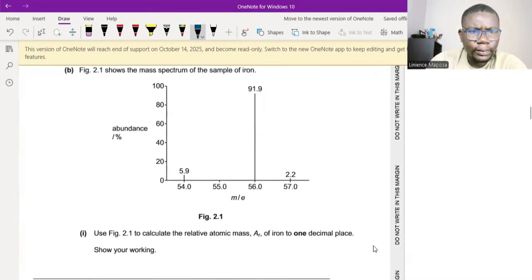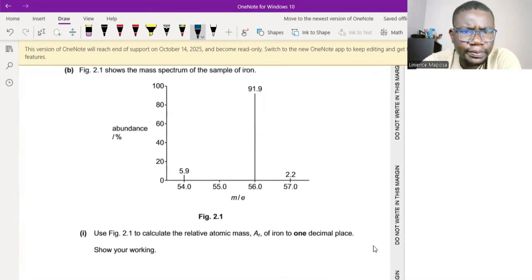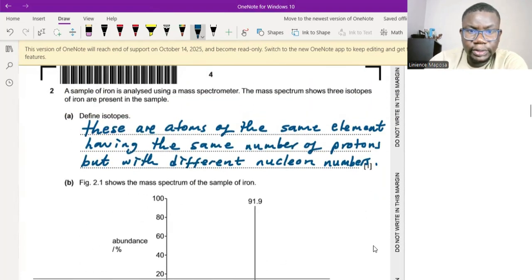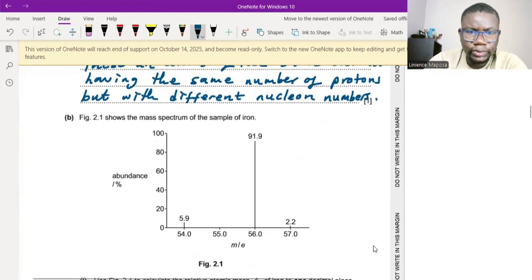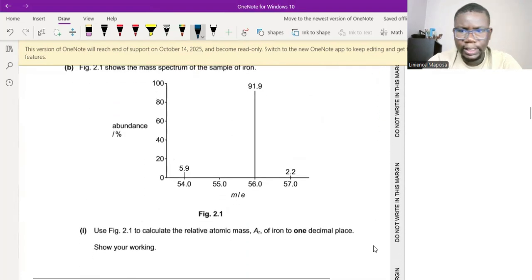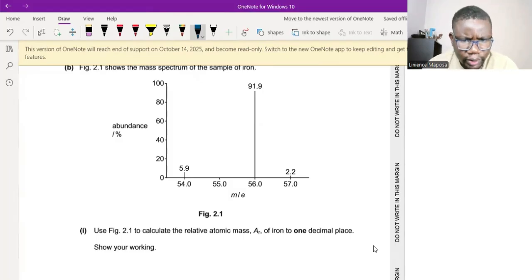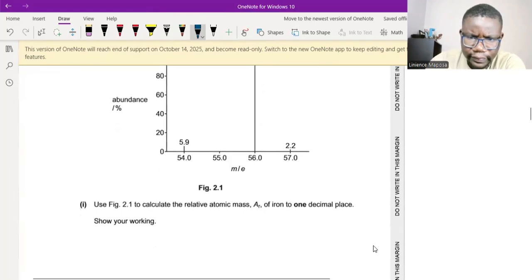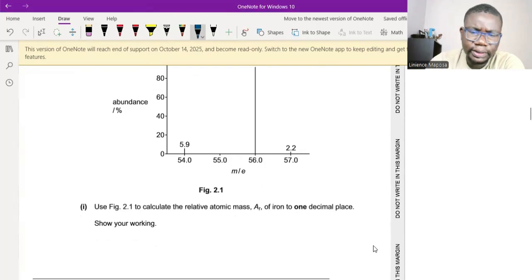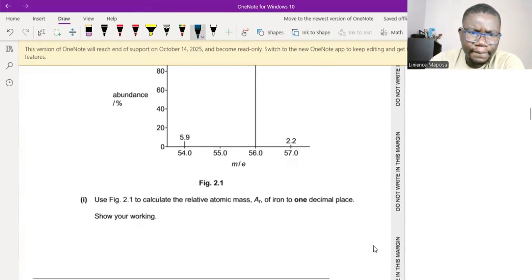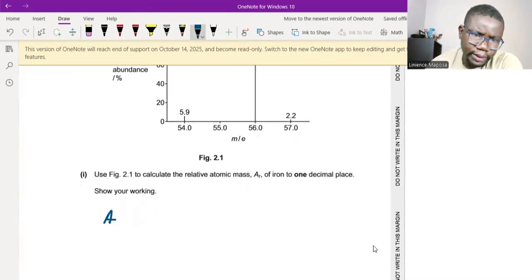Okay. Figure 2.1 shows the mass spectrum of the sample of iron. They already told us that it has 3 isotopes, so we can see the 3 isotopes here. Use figure 2.1 to calculate the relative atomic mass of iron to 1 decimal place. Please follow instructions here. We know that relative atomic mass is the abundance multiplied by the mass per charge ratio.